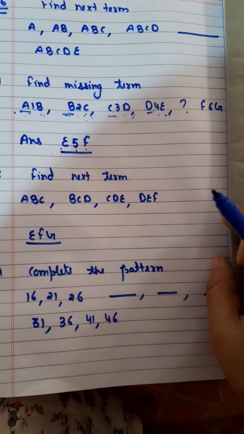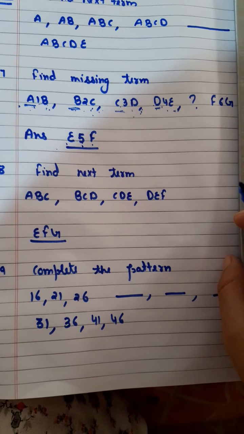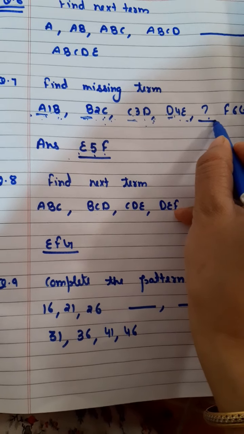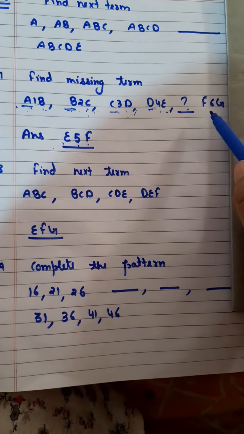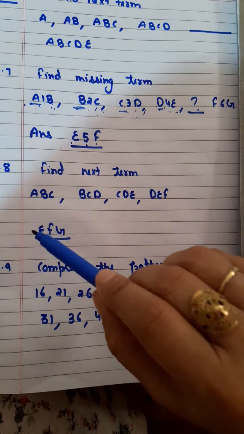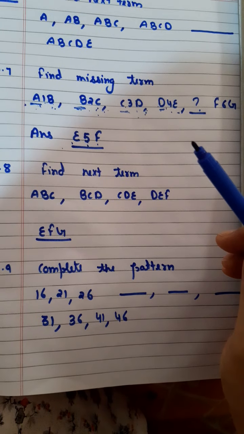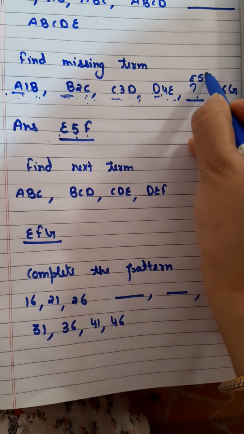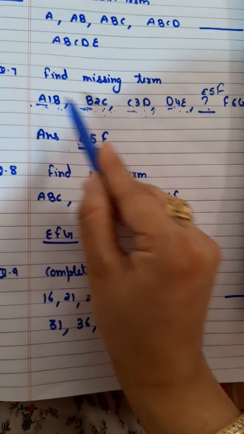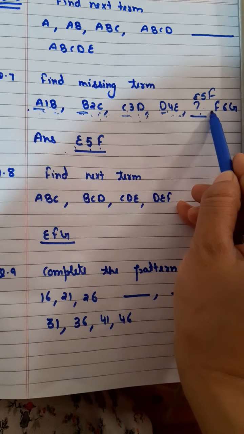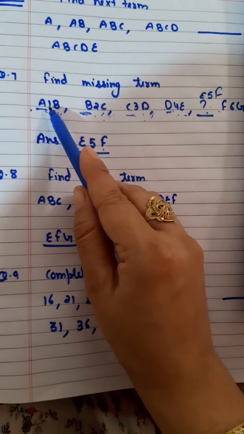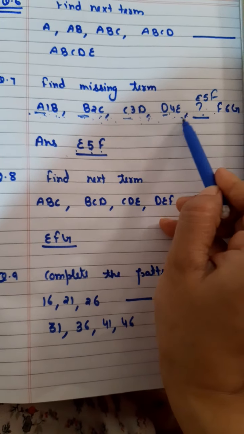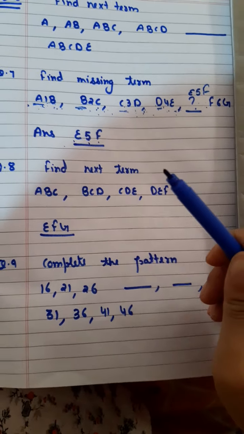Okay. So the answer is E5F. Okay. After this, we are again given with this. So like this. Now, the missing pattern will be E5 and F. A, B, C, D, E, F. Okay. It's correct. 1, 2, 3, 4, 5, 6. Correct. B, C, D, E, F, G. All in sequence. Clear?